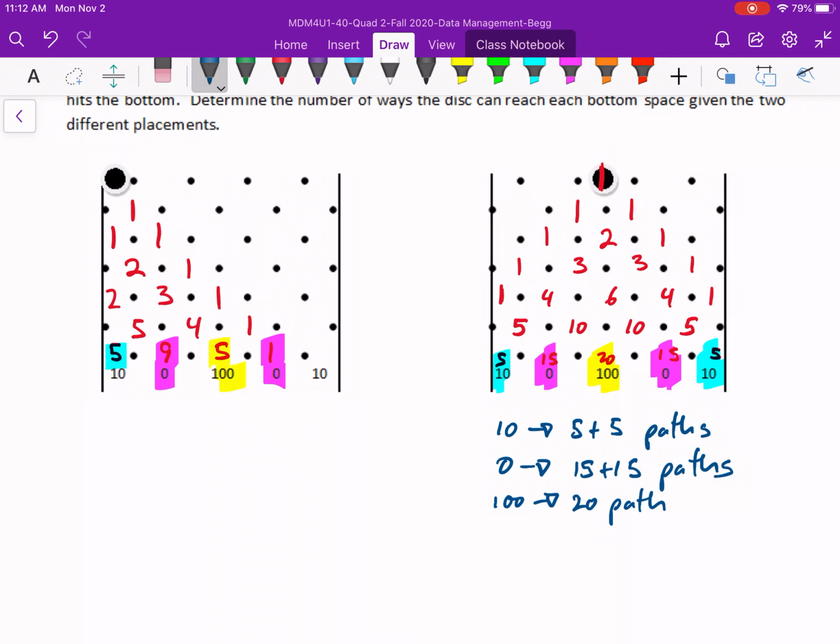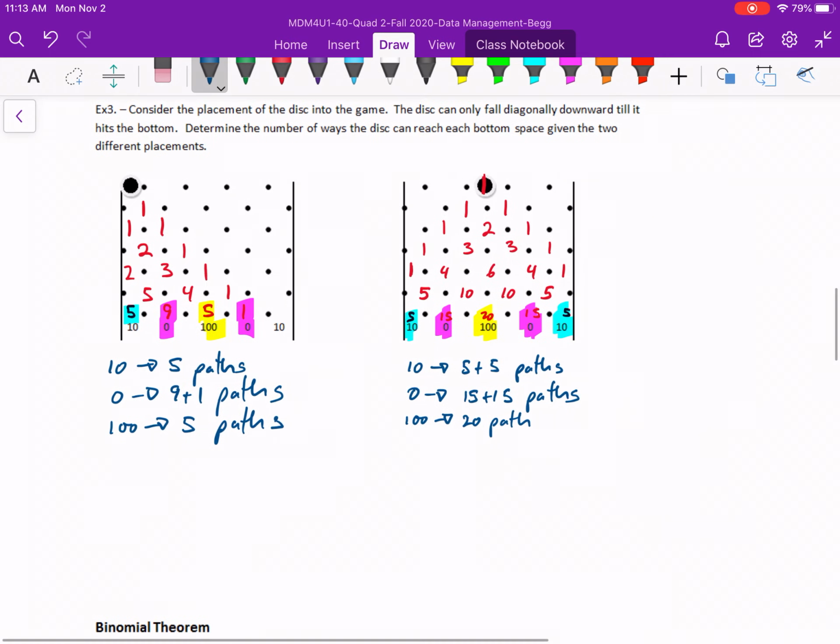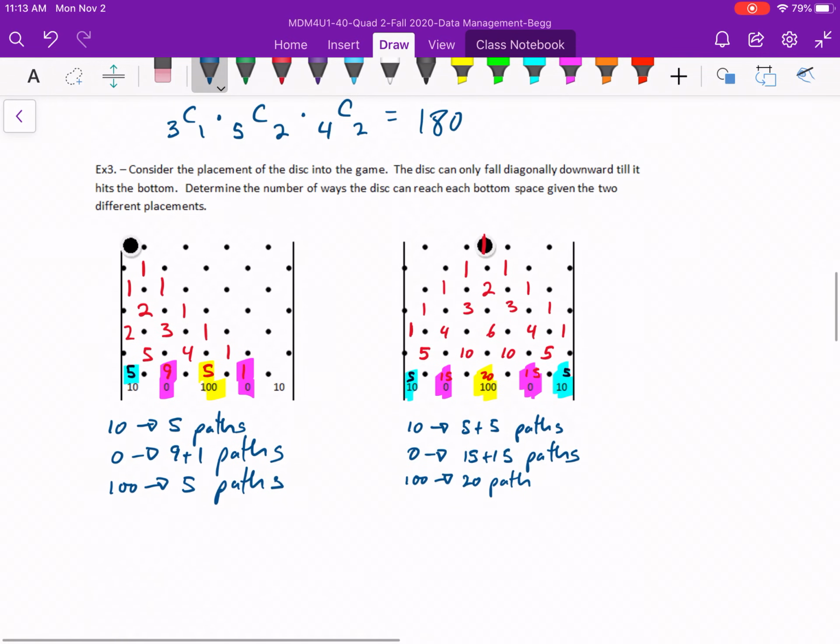So, to get 10 points, there's 5 paths. To get 0 points, there's 9 plus 1 paths. So 10. And to get 100 points, there's 5 paths. Okay, I'm going to stop the lesson here for now, and I'm going to do a second part for the binomial theorem.